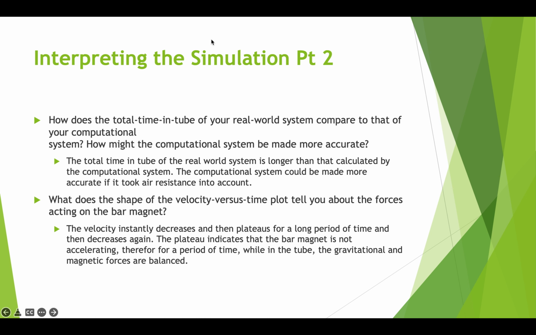What does the shape of the velocity versus time plot tell us about the forces acting on the bar magnet? The velocity instantly decreases and then plateaus for a long period of time and then decreases again. The plateau indicates that the bar magnet is not accelerating, so for this period of time while it's in the tube, the gravitational and magnetic forces are balanced.